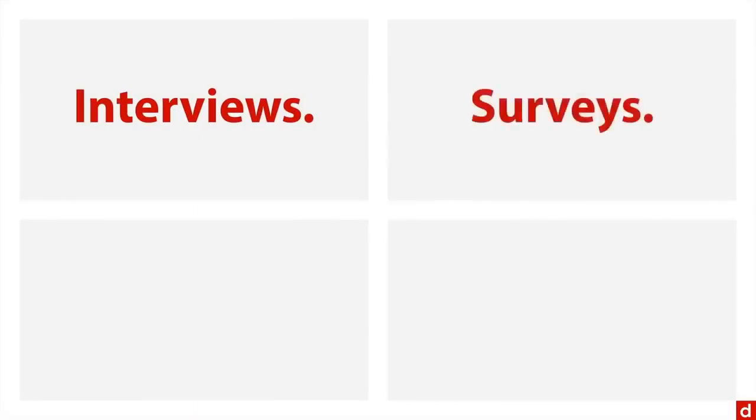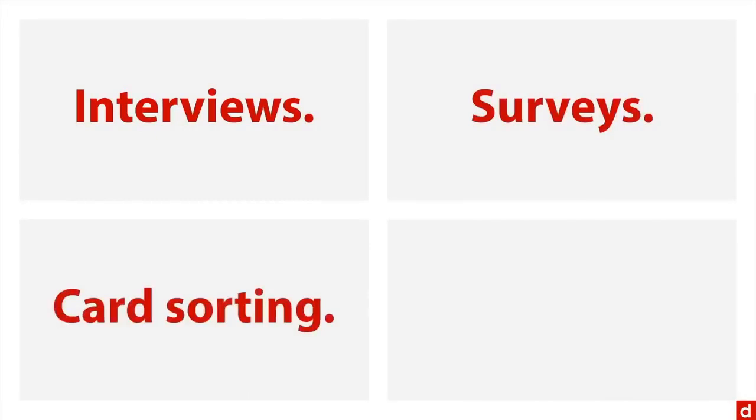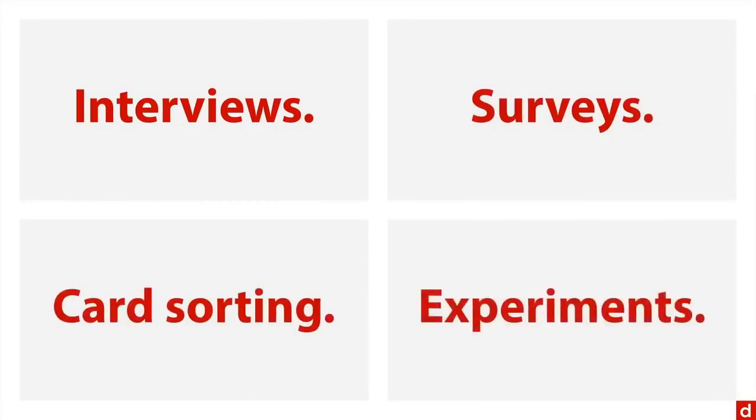When you look at those, you get a few possible options. Number one is interviews, and I'll say more about those. Another one is surveys. A third one is card sorting. And the fourth one is experiments, although I actually want to split experiments into two kinds of categories.